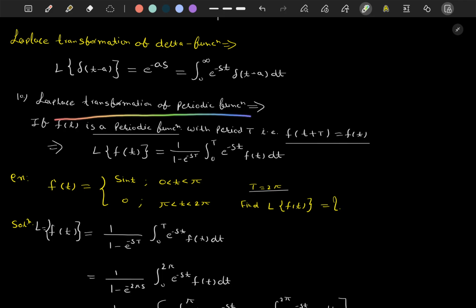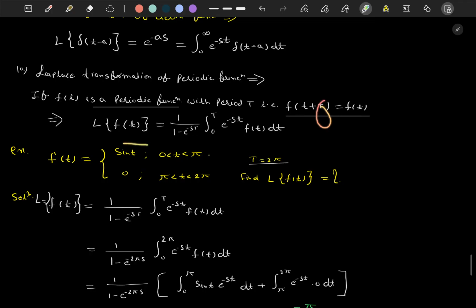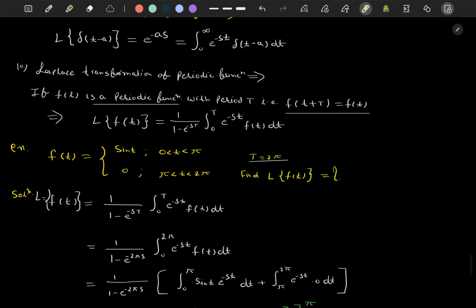Laplace transformation of periodic function. Suppose we have a periodic function with period capital T, then the Laplace transformation will be 1 over 1 minus e raised to power minus sT, times the integral from 0 to T of e raised to power minus st f of t dt. In Fourier transformation we will use it.